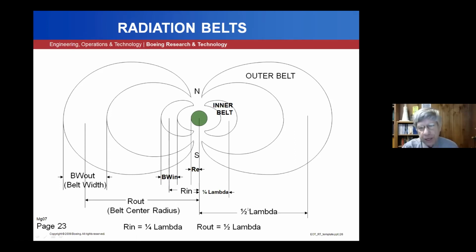Now, Tesla had these numbers. He was well aware of the radiation belts at 1/4 lambda and 1/2 lambda. However, he had no data on geosync orbit or the magnetosphere.